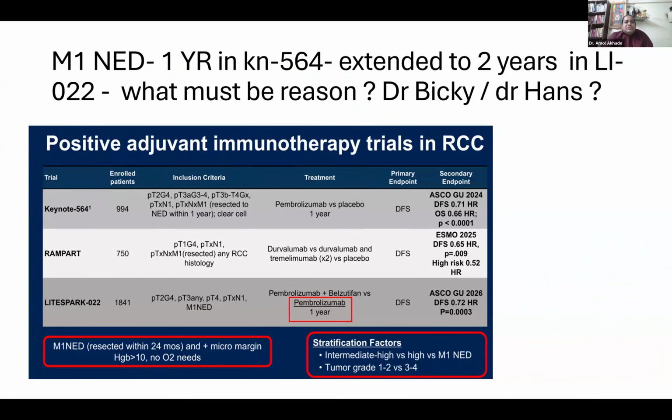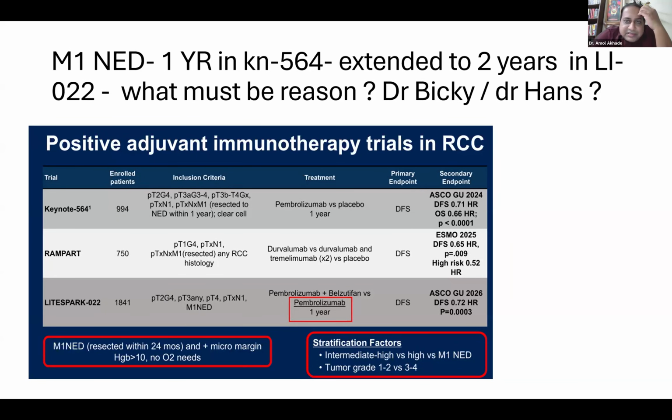Now, this is something interesting. They have taken, of course, metastatic M1 NED. In the previous KEYNOTE trial, they included patients up to 1 year post-surgery. In this trial, they included patients up to 2 years. So, Dr. Bicky, Dr. Hans, any reason why you think they are extending this span of M1 NED from previously 1 year post-surgery to now 2 years?